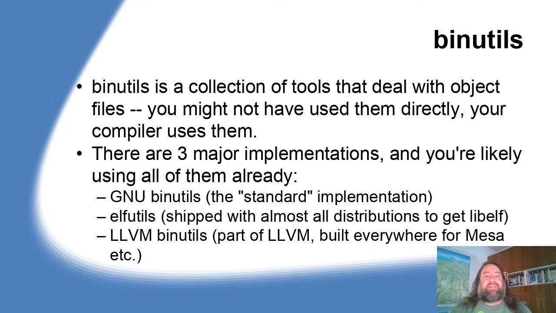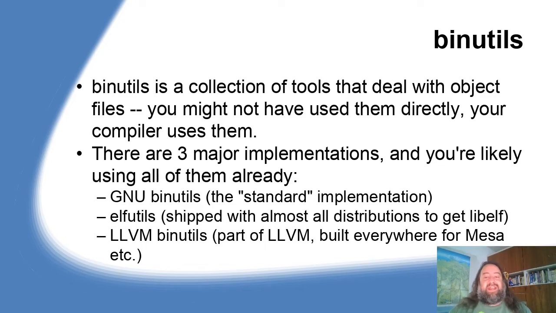First component is binutils. That's a collection of tools that deal with object files. So even if you haven't used binutils directly, you have used it indirectly because your compiler makes heavy use of it. For example, if you have multiple C source files, your compiler generates object files and then binutils is used to link them together into the final executable.